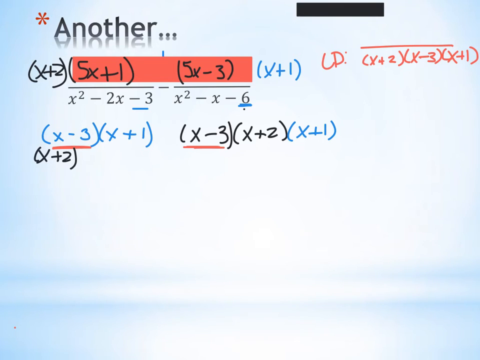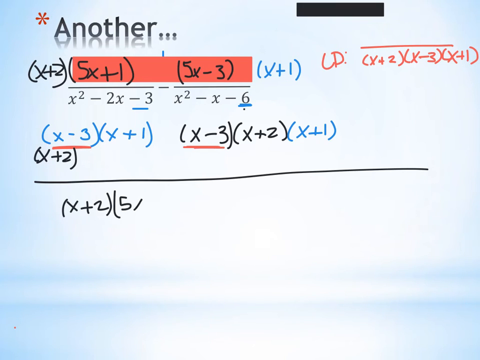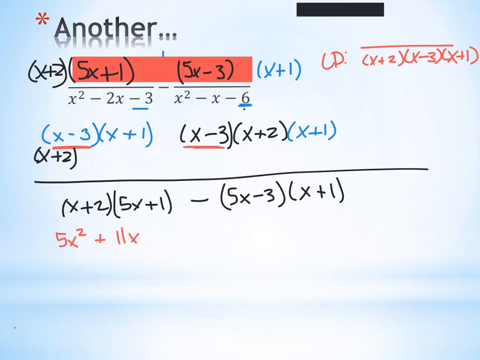And so now I have my factors that I multiplied into my numerator with what was already there. So I have x plus 2 times 5x plus 1 minus 5x minus 3 in parentheses and x plus 1. Now the biggest thing is you need to make sure that you keep those original numerators in parentheses so that we can multiply those with the other factors that we multiplied in to make our equivalent fractions. And so now I can go ahead and FOIL these. I get x times 5x is 5x squared, x times 1, and then 2 times 5x would give us plus 11x, and then plus 2, and then minus, and then I'm going to keep this in parentheses.